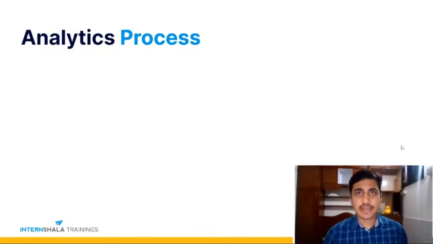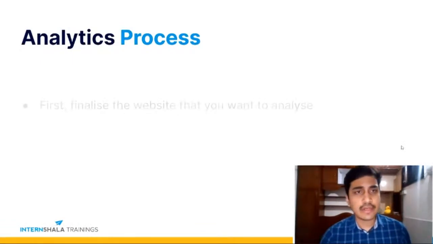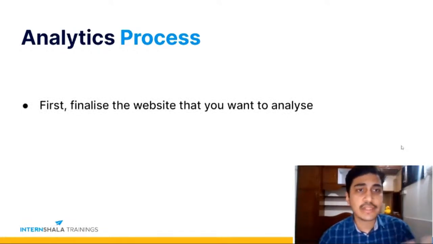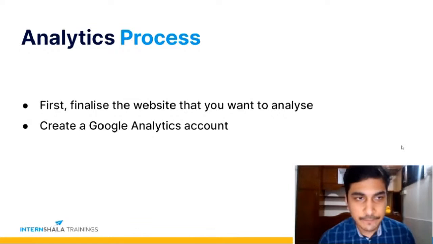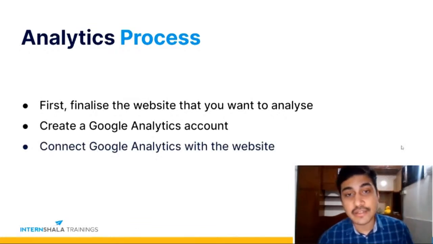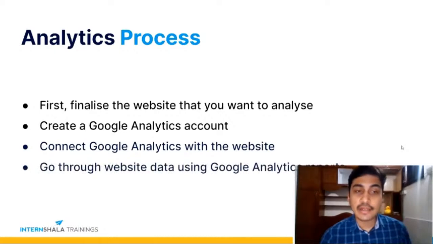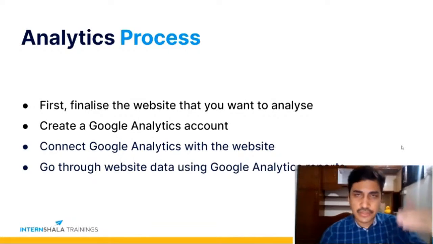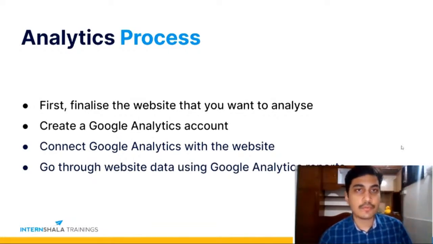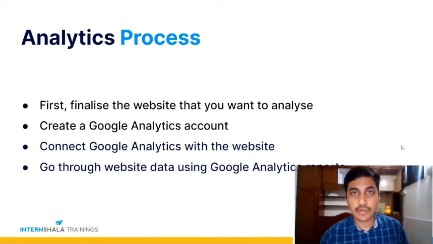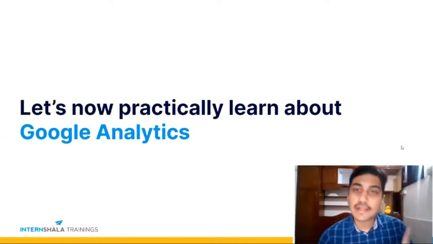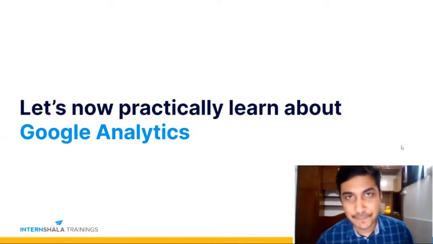Now, what is the process? How does analytics work? So analytics process can be divided into three parts. First is finalize the website that you want to analyze, then create a Google Analytics account, then connect Google Analytics account with the website, and then go through the website data using Google Analytics reports. So this is the process that you need to follow when you're starting with web analytics, right? And since Google Analytics is the tool that we are going to use, we will be practically learning about Google Analytics in today's session, right?